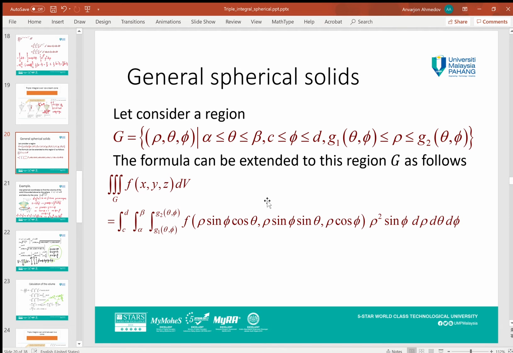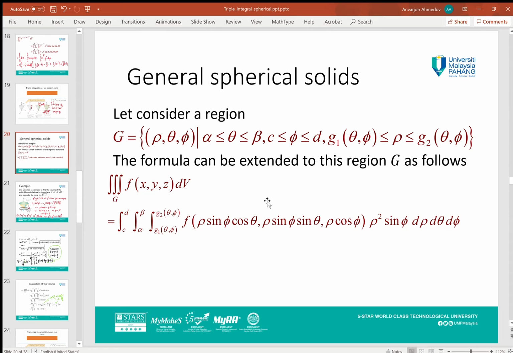Okay, next let's discuss general regions. Let's consider a region which is given by the following formula. This one is called a general spherical wedge. In this case, you can see that theta is varying from alpha to beta and phi is from C to D, but rho is between the graphs of two functions g1(theta, phi) and g2(theta, phi).